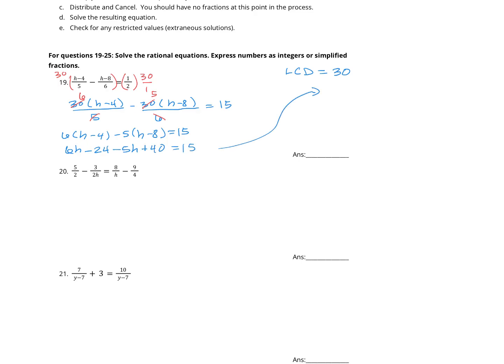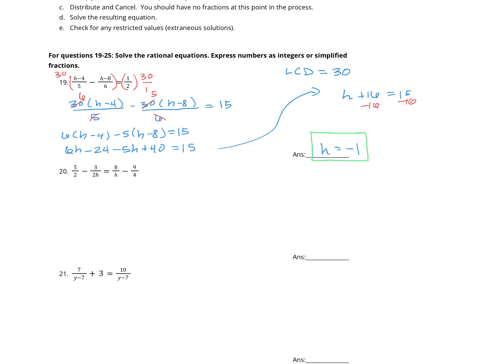We now continue our work over here. 6h minus 5h just leaves one single h. Minus 24 plus 40 makes plus 16. And it's equal to 15. Subtracting the 16 from both sides, I end up with h is equal to a negative 1. And again, because we just had fixed numbers for denominators, there's no need to go back and check this. But again, when you have a rational equation, you should always be careful at the end to not keep a bad answer. All right, let's move on to the second problem.